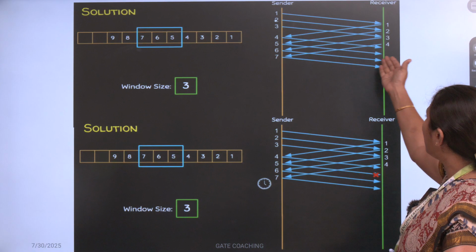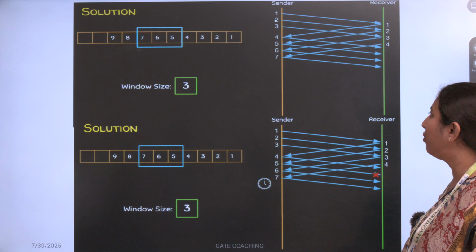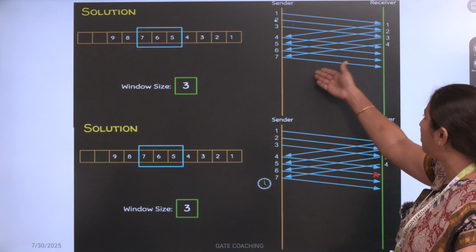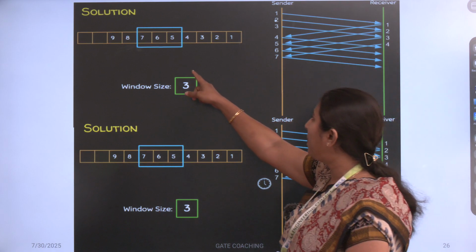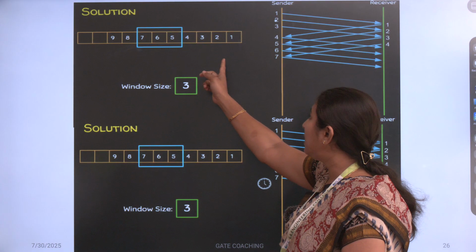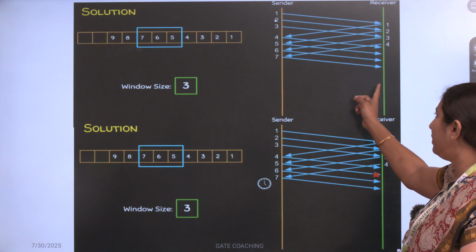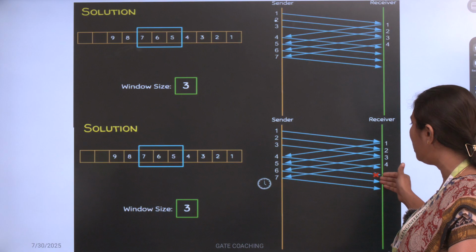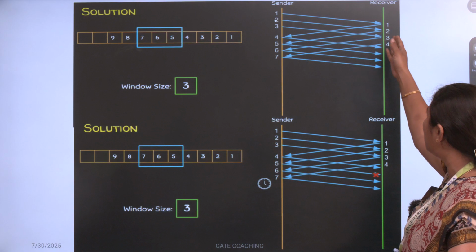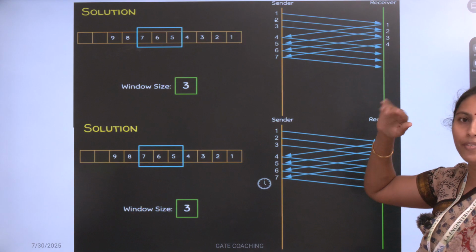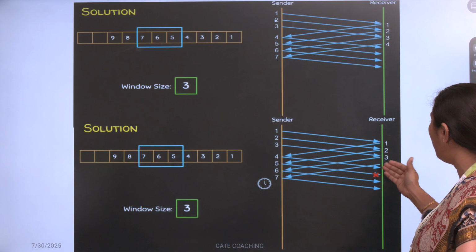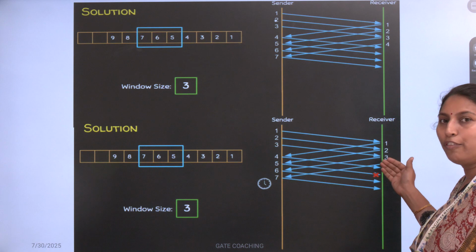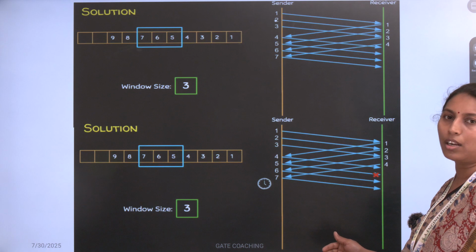Since we are sending the next packets 4, 5 and 6 again, now we are getting the acknowledgement for the 4th packet. After we get the acknowledgement for the 4th packet, we are going to send the 7th packet to the receiver. Now we are going to wait for the acknowledgement for the 5th packet, since for the first 4 packets we have got the acknowledgement.